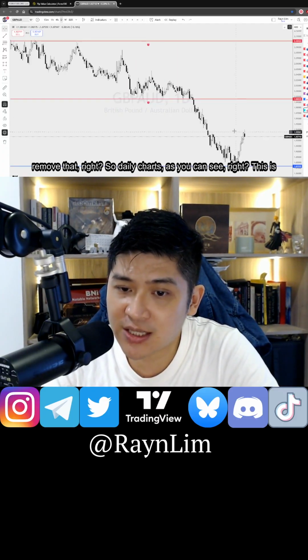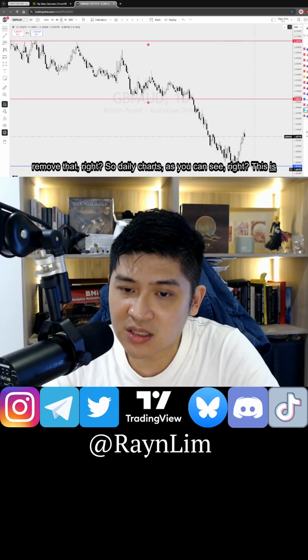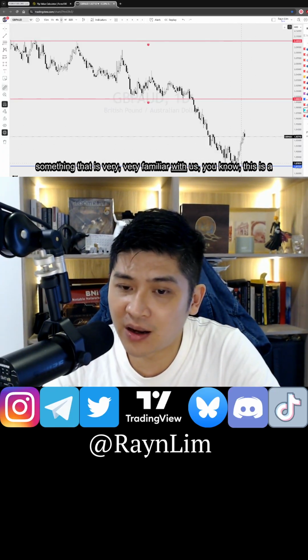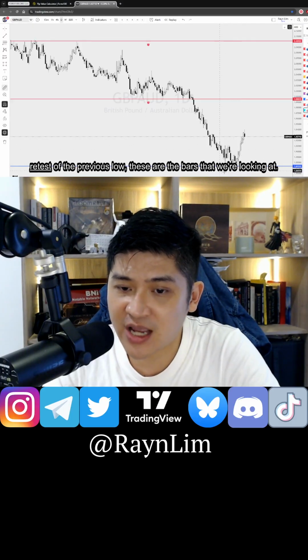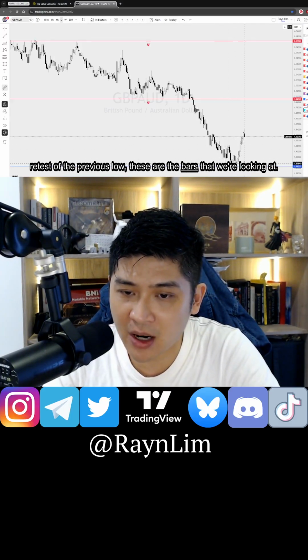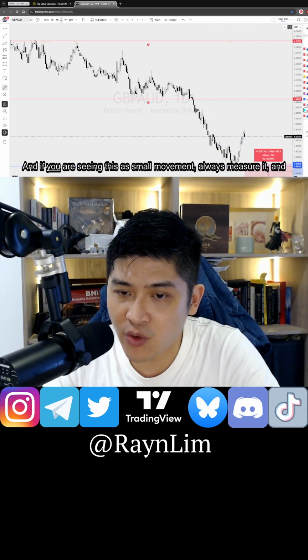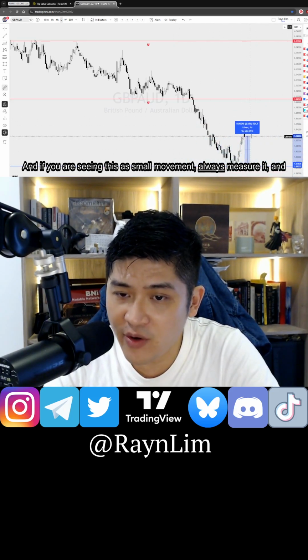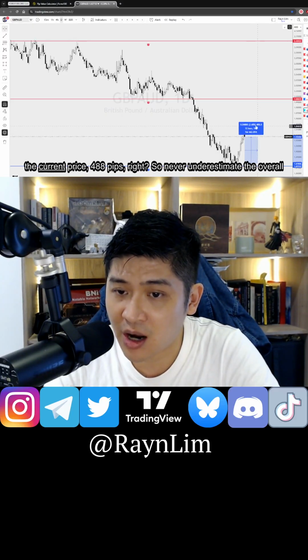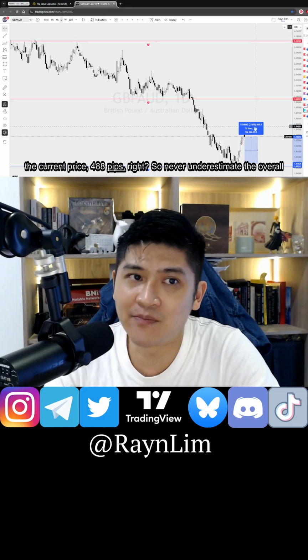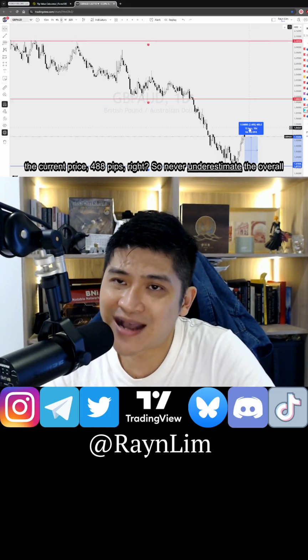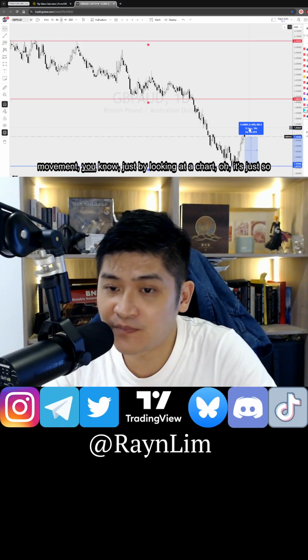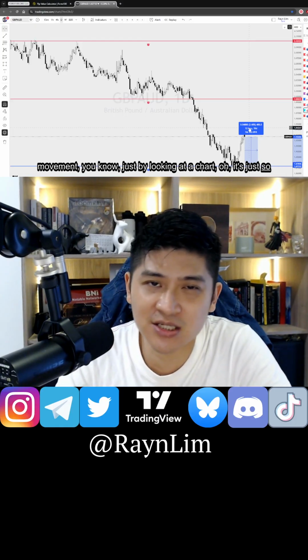So daily chart, as you can see, right? This is something that is very, very familiar with us. This retest of the previous low. These are the bars that we're looking at. And if you are seeing this as small movement, always measure it. And I'm not going to even measure to the highest point. I will measure to the current price, 488 pips, right? So never underestimate the overall movement just by looking at the chart. Oh, it's just so little movement.